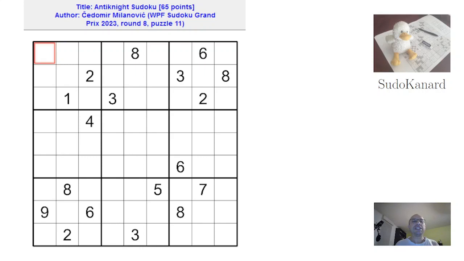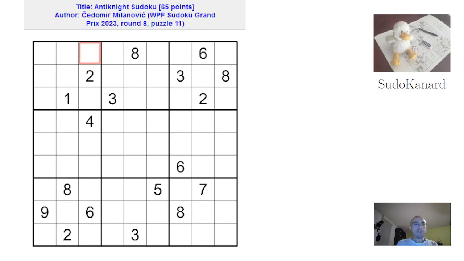We're here to solve this Antiknight Sudoku by Serbian author Čedomir Milanović from the latest Sudoku Grand Prix. This is a puzzle that gave me a hard time, because first I broke it and then I came back to it and was just stumped. So that was time completely lost down the drain. But I hope I will do a better job in this video.